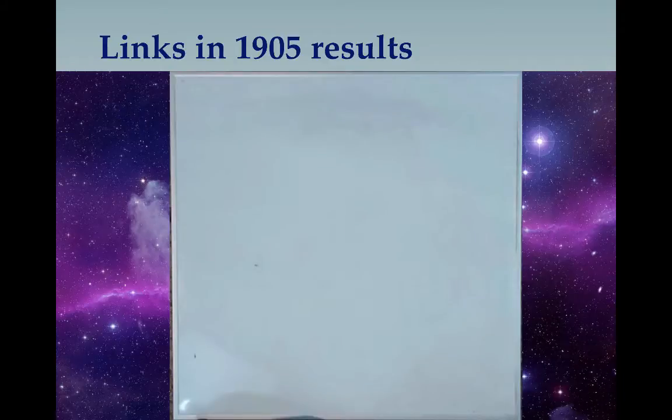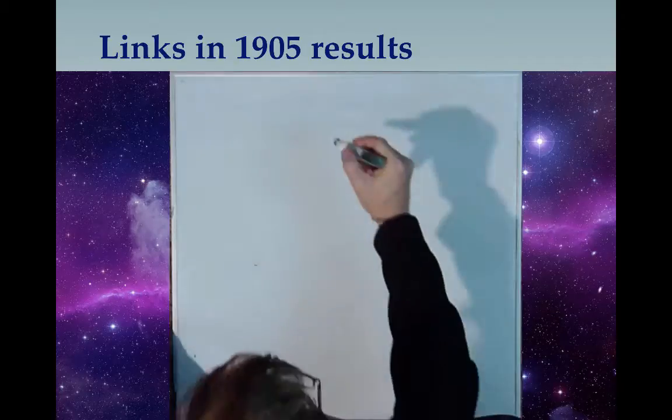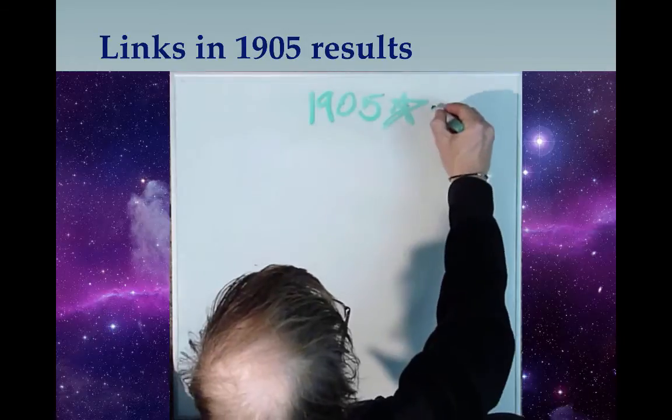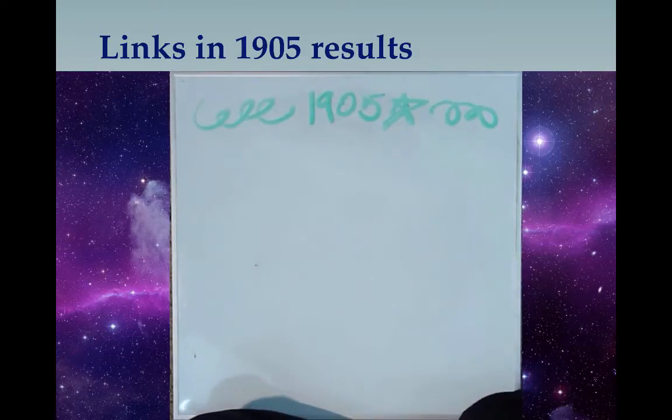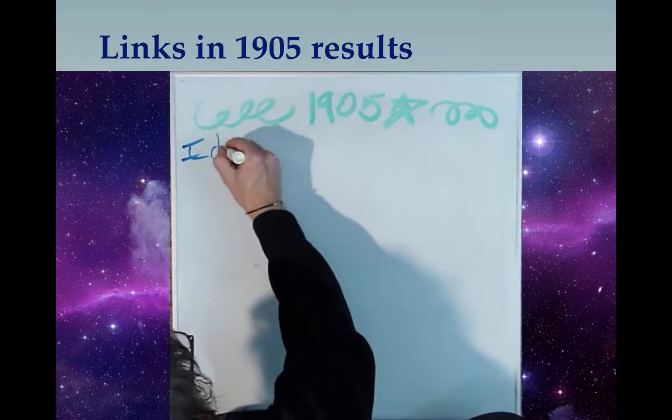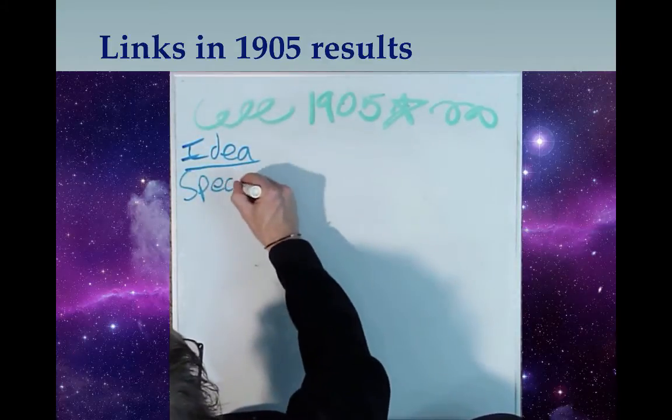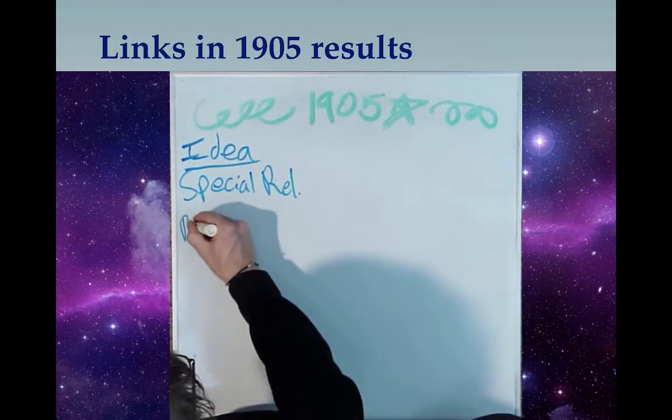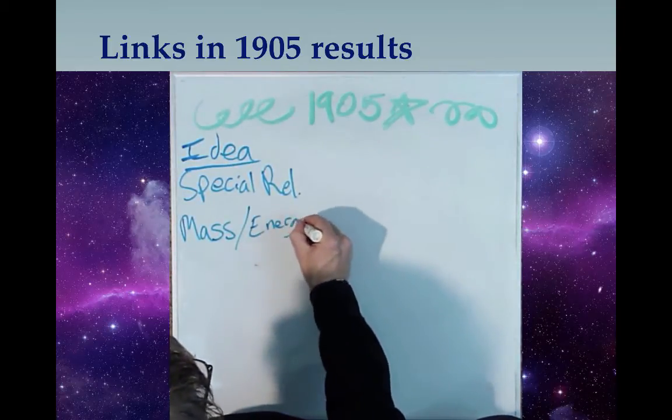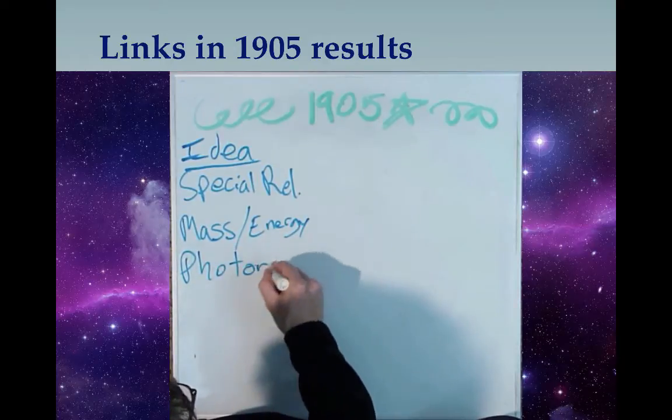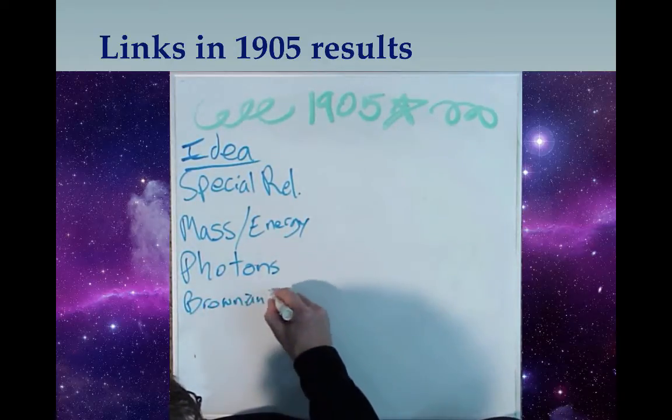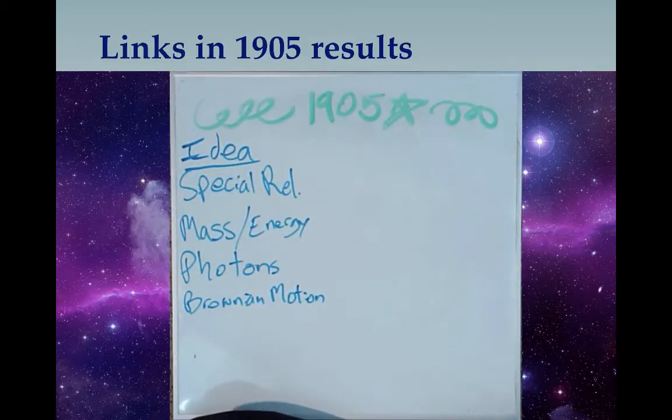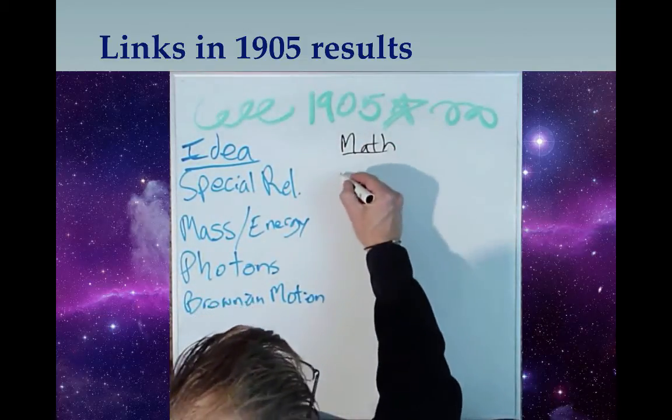So let's really review those 1905 results, and in particular we're going to show that there actually are links between them. Okay, so 1905 is just a miracle year for Einstein. He came up with all these ideas like special relativity, the physics of going fast. And he came up with this mass-energy relationship. Photons have a new kind of form, and then there is Brownian motion. But let's actually get to the math, because that's what matters to me.